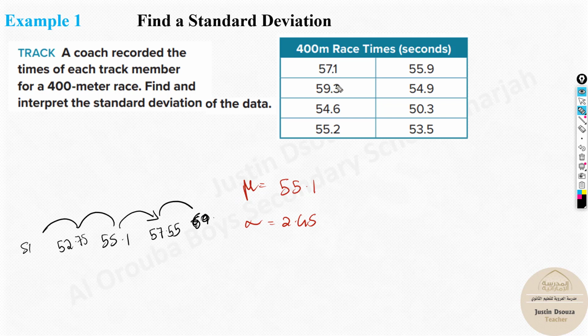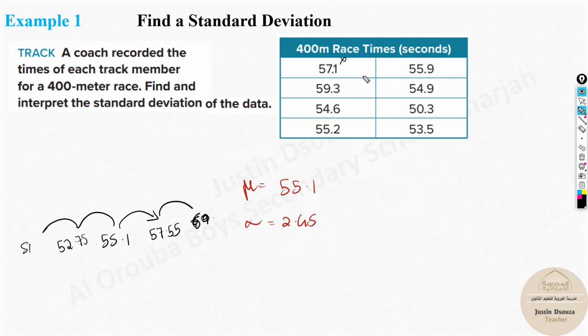This is 57, 59, 54. Every runner ran at a different value. It's not the same, but we are finding its relationship to the mean. How far is the value from the mean overall? We are not considering only one, we are considering overall values. Since the standard deviation is 2.45, we can say all the runners ran at a similar speed. All these values are close to 55.1. And if you take two standard deviations, all the values are going to fall within it.